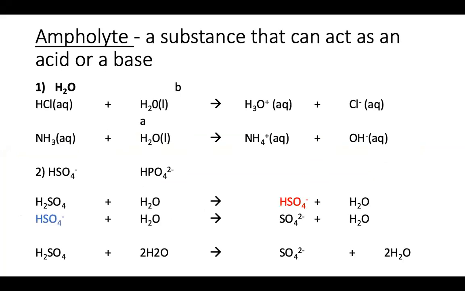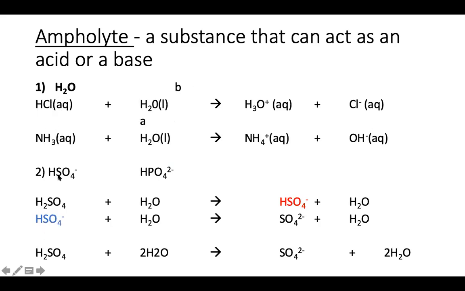Then you'll have homework. Then we looked at ampholytes, and we said an ampholyte is a substance that can act as an acid or a base. You look at HCl plus H2O gives you H3O+ and Cl-. In this case, we look at H2O and H3O+. The H3O+ is your acid, so your H2O is your base in the first case. Then if you take NH3 plus H2O gives you NH4+ and OH-, and compare H2O and OH-, then H2O will be your acid. So H2O can act as an acid or a base depending on what it is reacting with.